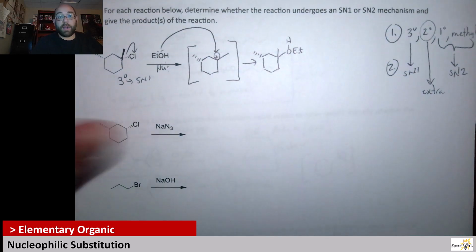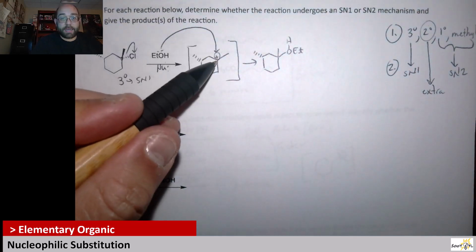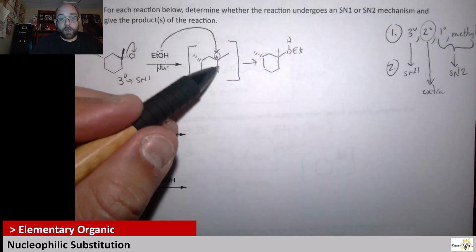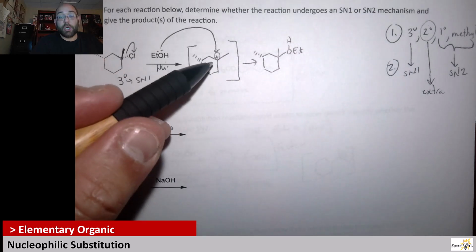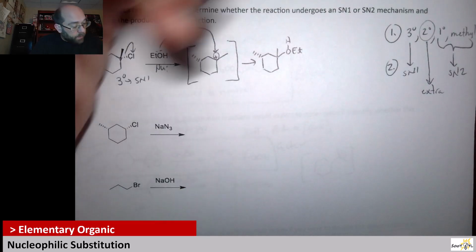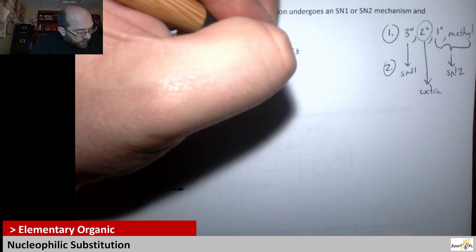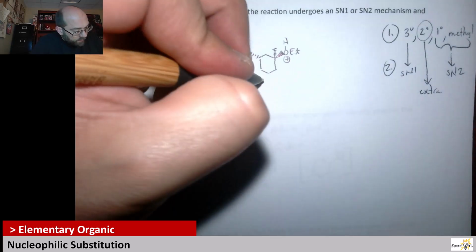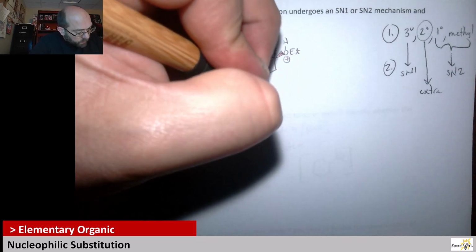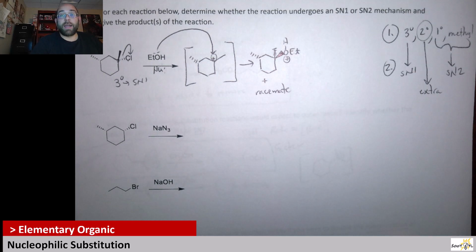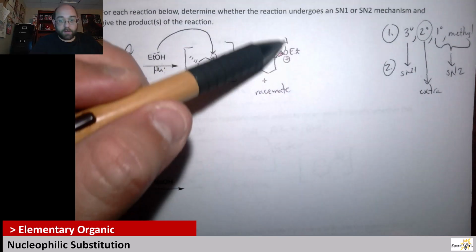All right, now, here's the deal. When this attacked, it attacked a trigonal planar carbon. So this oxygen could attack from the front of this carbon or the back. So you actually are going to have a racemic mixture. So what I'm going to do is show that, and then say plus racemic.